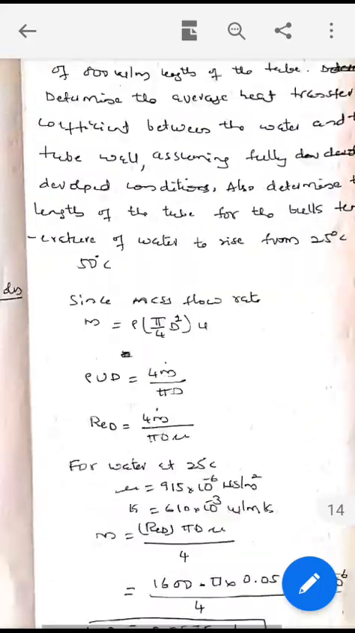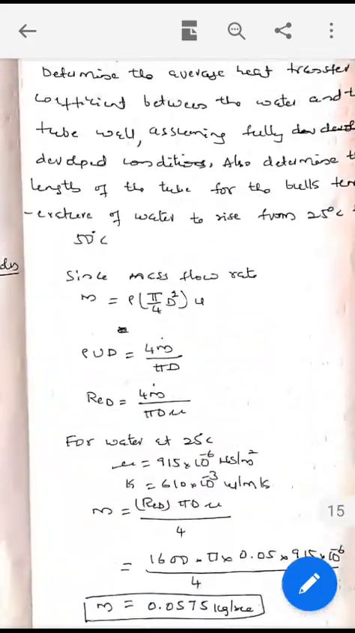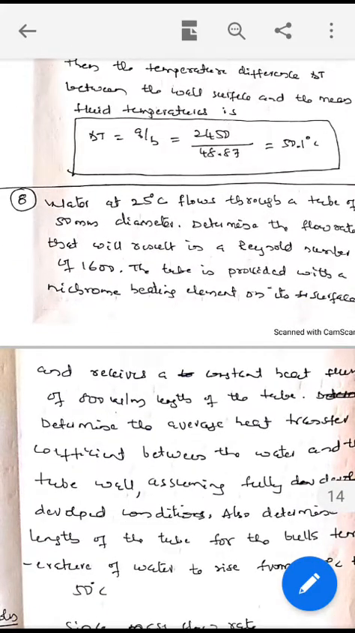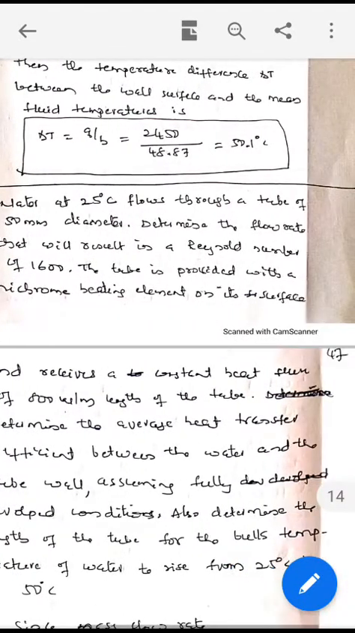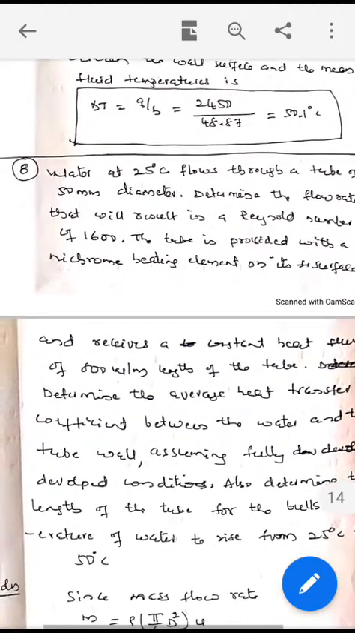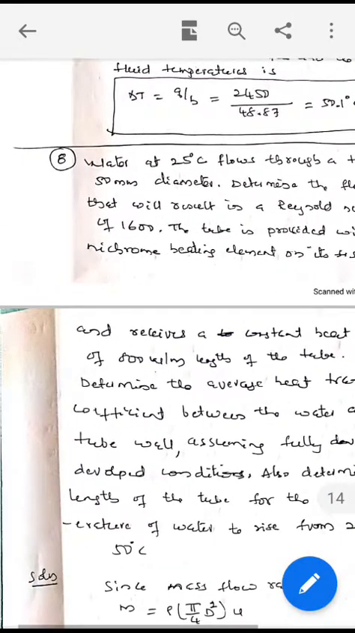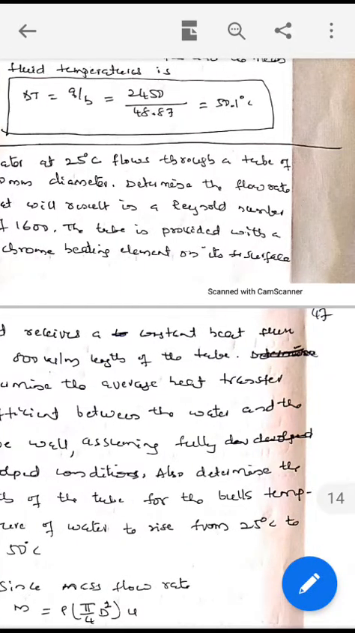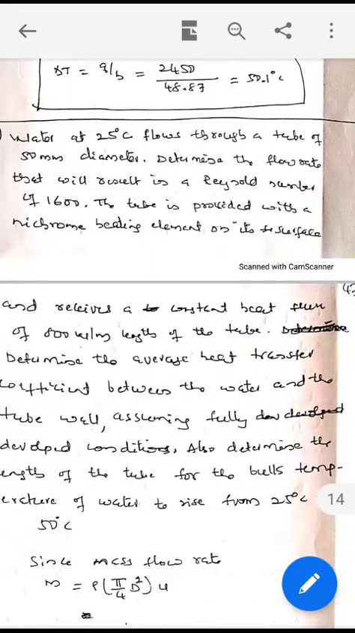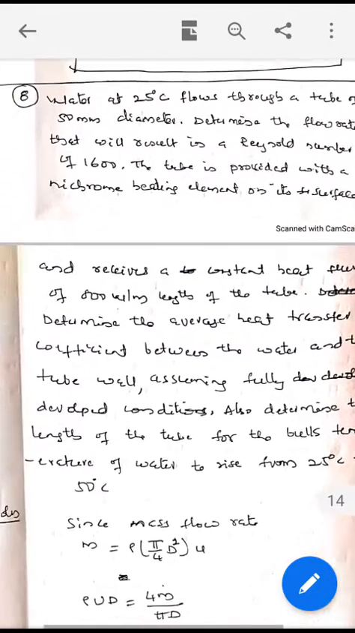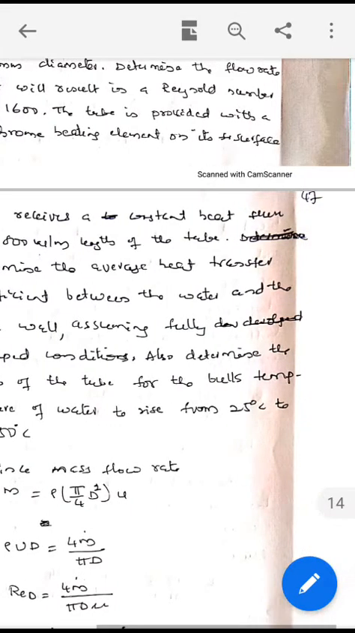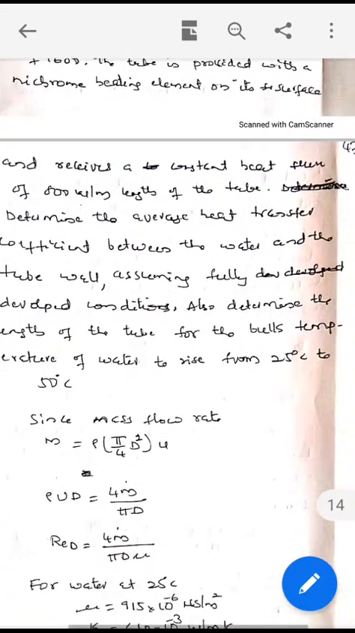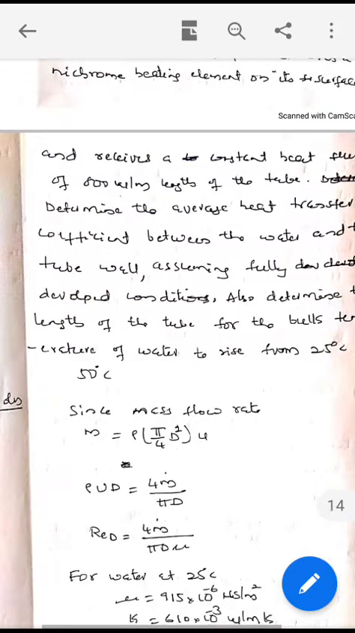Now, last problem, the 8th problem. Water at 25 degree centigrade flows through a tube of 50 mm diameter. Determine the flow rate that will result in a Reynolds number of 1600. The tube is provided with a nichrome heating element on its surface and receives a constant heat flux of 800 watt per meter length of the tube. Determine the average heat transfer coefficient between the water and the tube wall, assuming fully developed conditions.